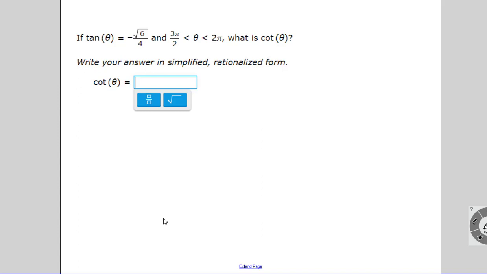Okay, again, this one should be pretty straightforward. What do we need to do? Since cotangent is not in the same equation, you need to take 1 over tan. We can just flip it, right? Tangent and cotangent are reciprocals. We don't have to go through all the steps. If tangent theta is equal to negative root 6 over 4, cotangent theta is going to be negative 4 over root 6. We just flip it.